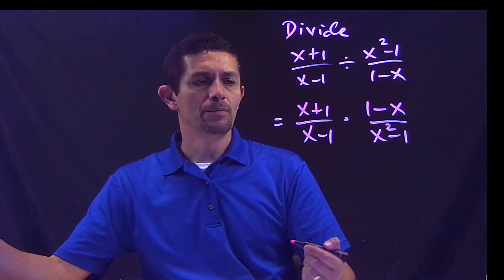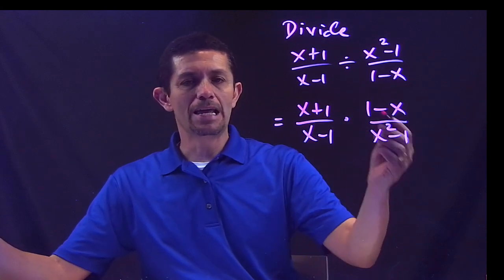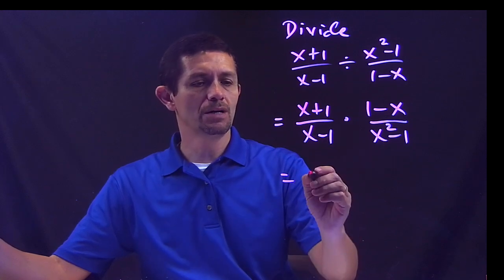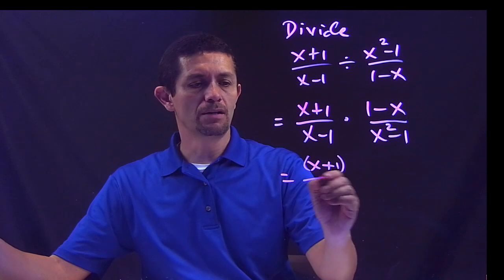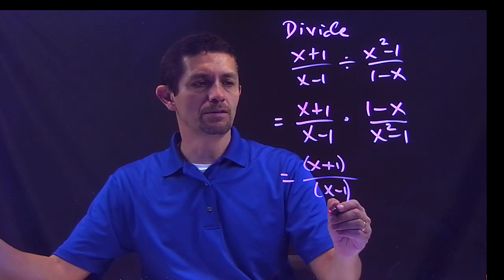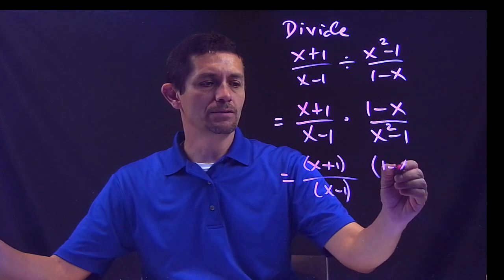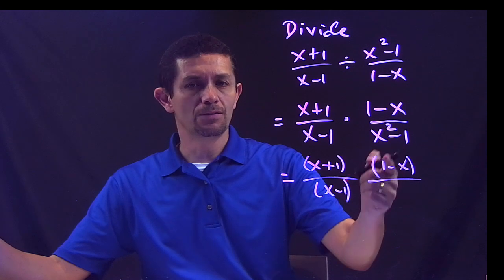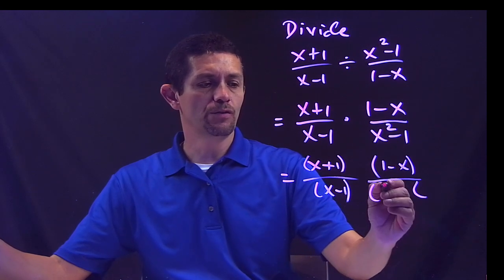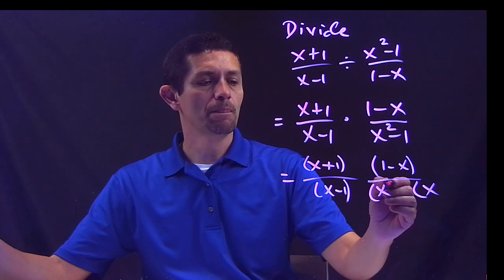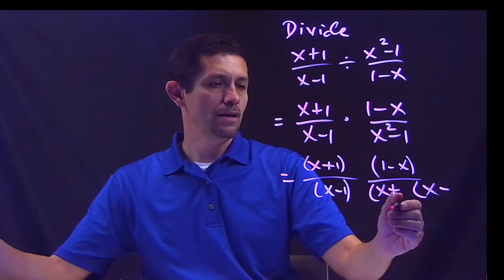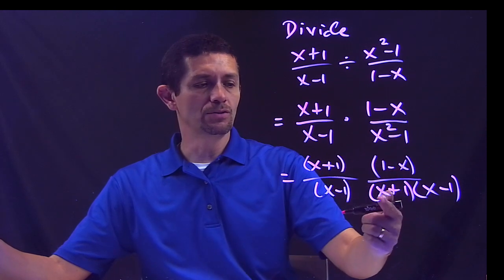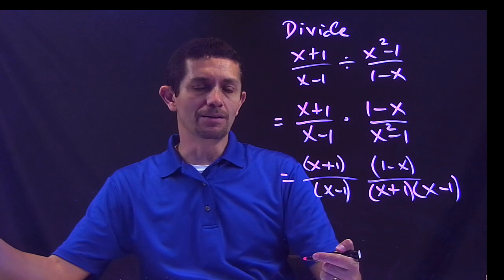Okay, now once we have that, I need to see if there's anything that I can factor. From the top, x plus 1, nothing that I can do. X minus 1, nothing that I can do. 1 minus x, that looks weird, but let's hold on to that. Now x squared minus 1, that's the difference of squares. Difference of squares is going to factor as x and x, plus and minus, and 1 and 1. So it will factor out into two parentheses, one with plus, one with the minus.